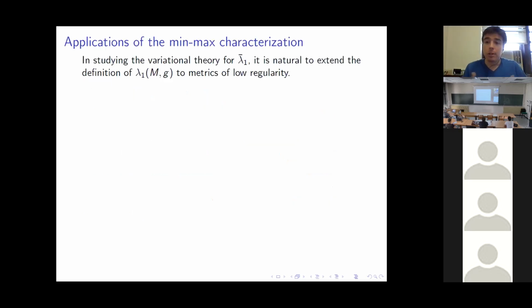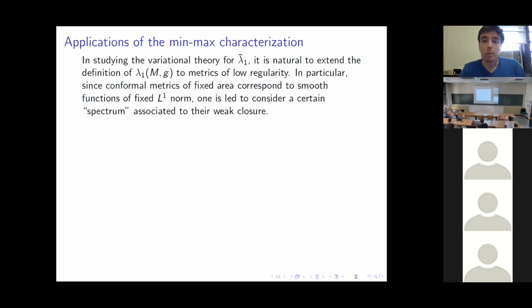All right, so if we're looking at the variational theory for these normalized eigenvalues, then one of the first things you realize if you're trying to, say, solve the maximization problem by direct methods is that it's natural to try to extend these notions of first eigenvalue of the Laplacian to metrics of lower regularity, right? So in particular, since conformal metrics of fixed area just correspond to smooth positive functions of fixed L1 norm, then you're naturally led to consider some kind of spectrum, generalizing the Laplacian spectrum, to the weak closure of these, so in particular, to non-negative Radon measures.